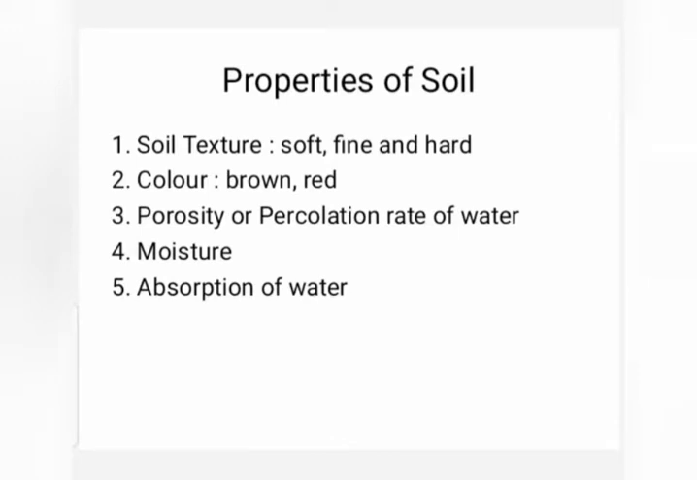Moisture in soil. This is the fourth property. Soil holds water in it, which is called soil moisture. Next property is absorption of water, or it is called the water holding capacity of the soil. What are the properties of soil? Soil texture, color, porosity or percolation rate, moisture and absorption of water. These are the properties of soil.